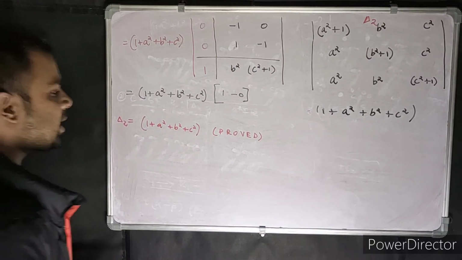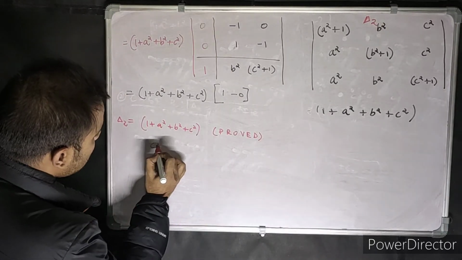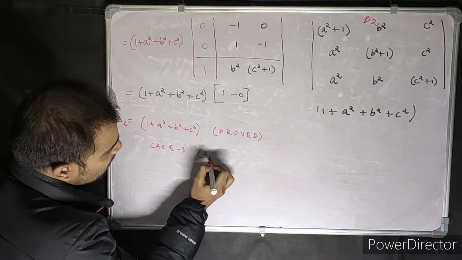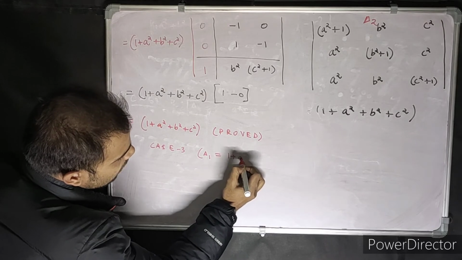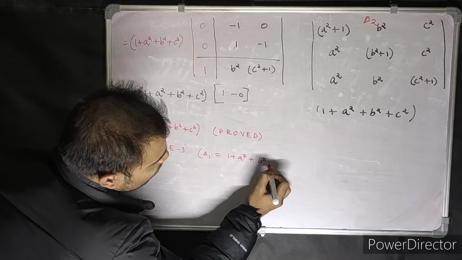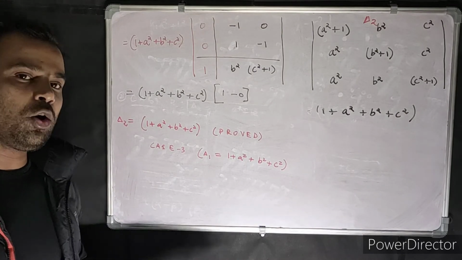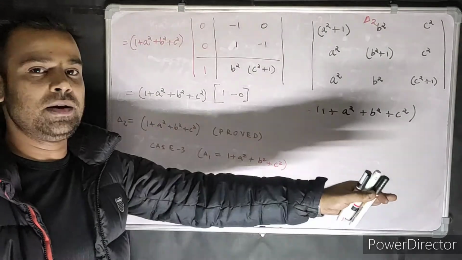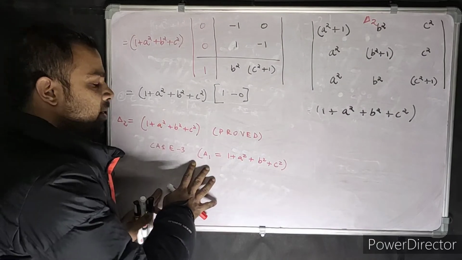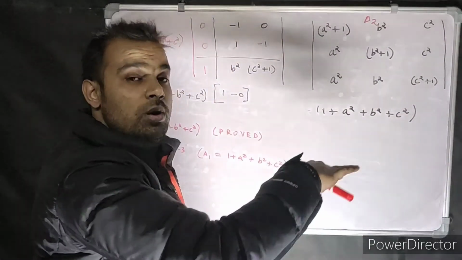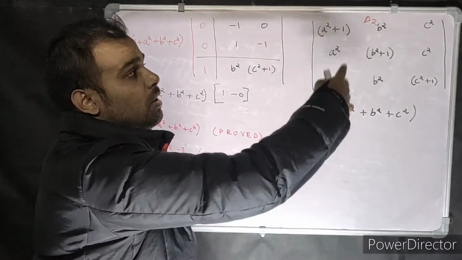Now, what is the case 3? This is case 3. Look. Case 3 is going to be determinant 1 is equal to 1 plus a square plus b square plus c square. So how are you going to do? Simple. Just follow the steps I just did. How? You're going to take the determinant 1, first prove it like this to determinant number 2. But don't write that this is equal to this determinant 2.